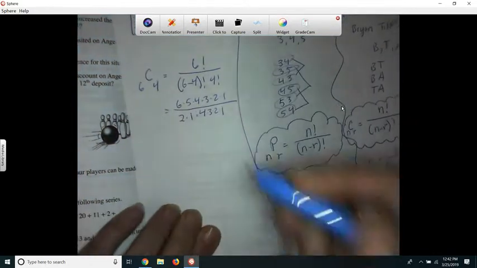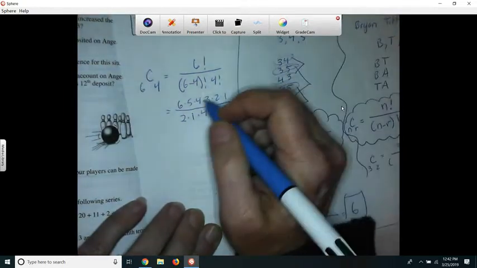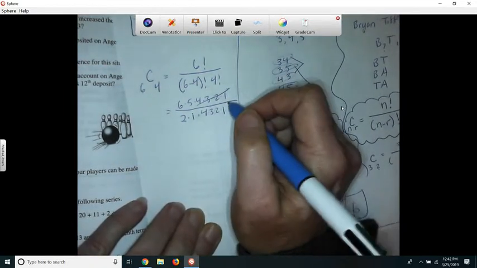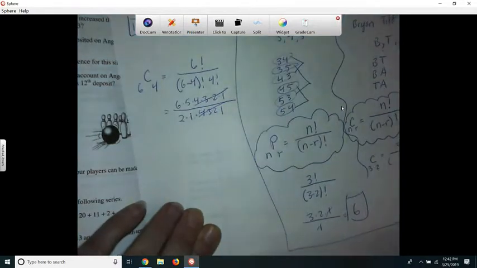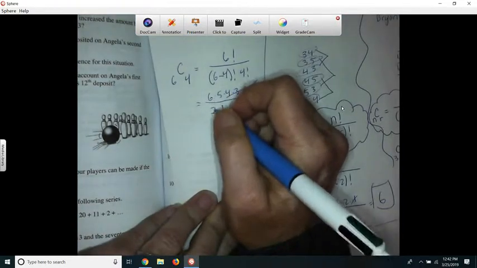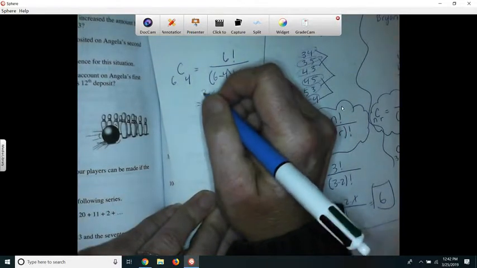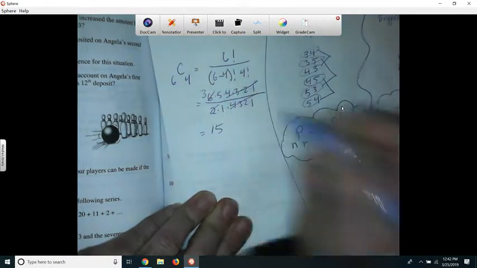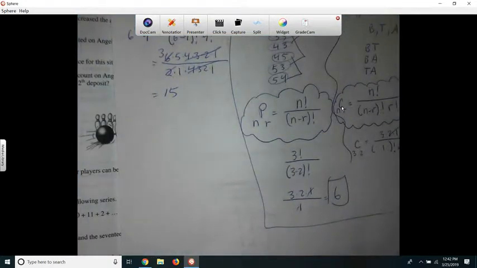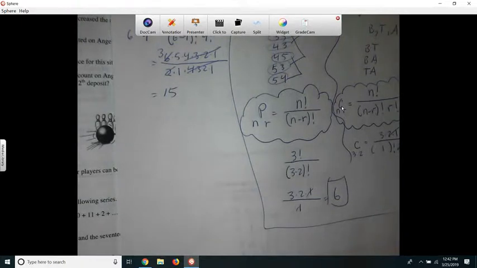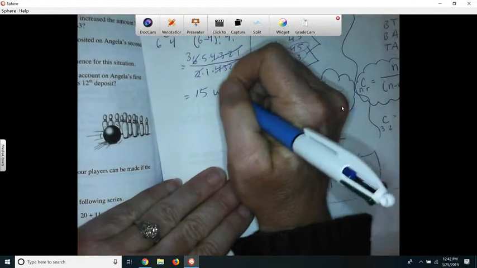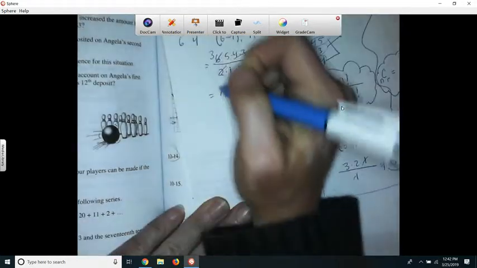Now notice how I don't really have to do any math. Look at this. See how they go away? And then see how 6 divided by 2 is 3. So I end up with 15. There's 15 different ways that I can make those teams. Can anyone verify that? Yeah, that's right. Okay. All right, so I'm going to just say there's 15 ways. And then that's for letter A.